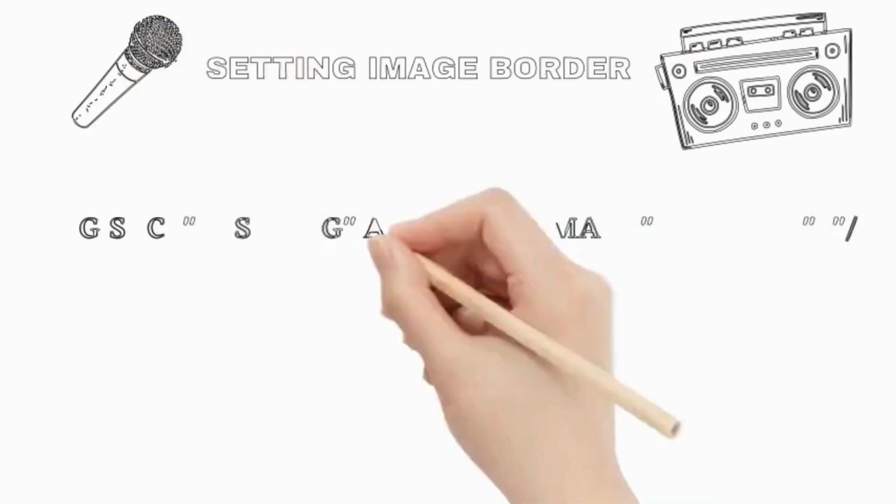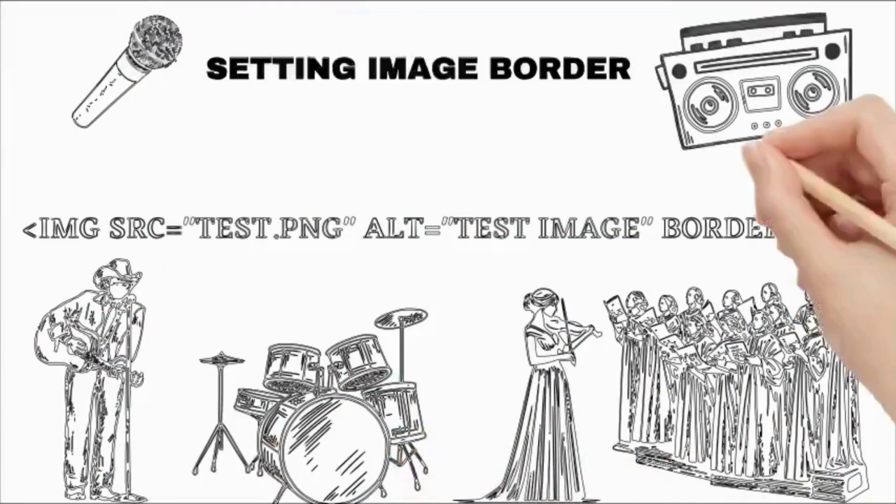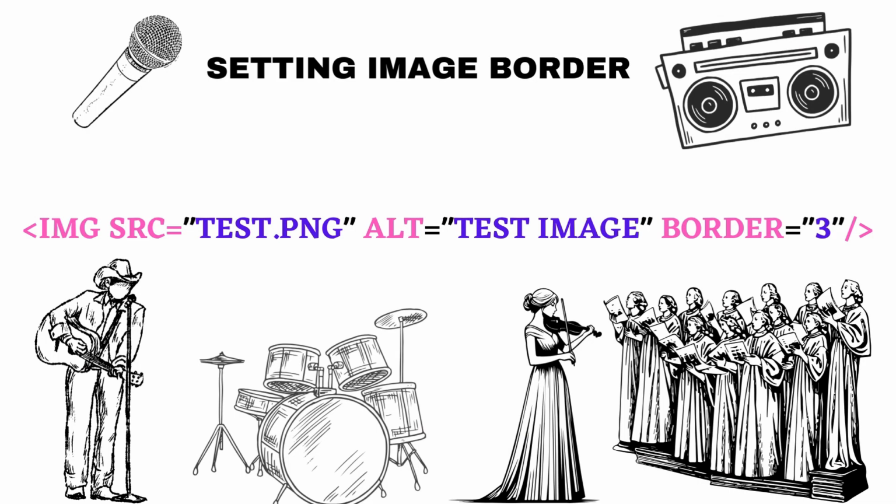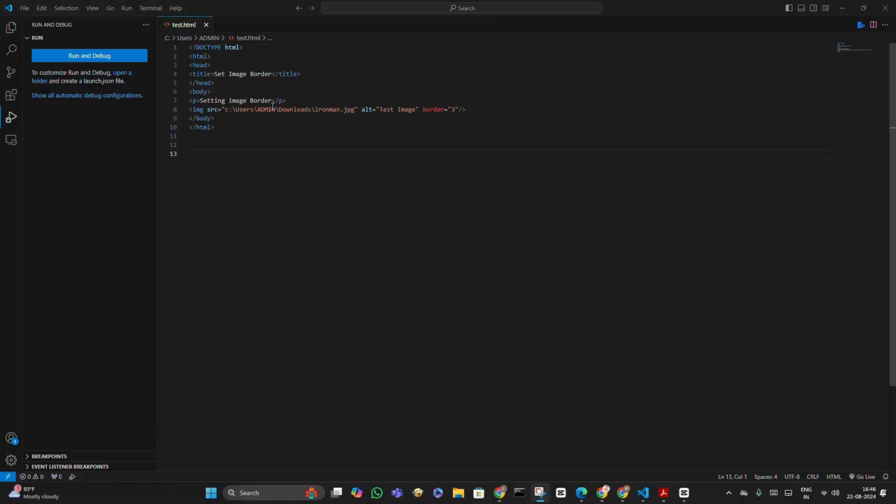By default, images may have a border around them, but you can customize the border thickness using the border attribute. Setting the border thickness to 0 will remove the border entirely. This will apply a 3-pixel thick border around the image.